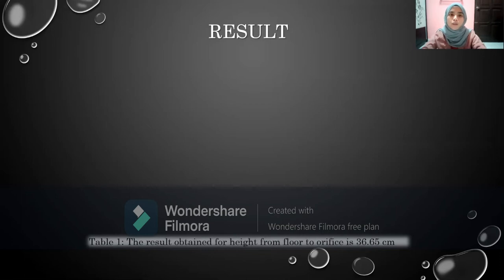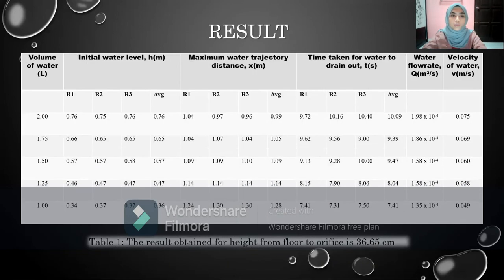Basically, in this experiment, we use three different heights. The first one is when the height from floor to orifice is 36.65. This is the data that we recorded: volume of water, initial water level, maximum water trajectory distance, time taken for water to drain out, water flow rate, and velocity of water. We repeated this experiment 3 times to get the average result, which is more accurate.